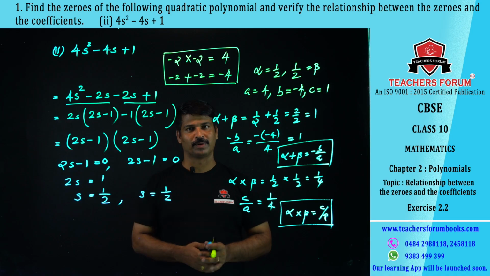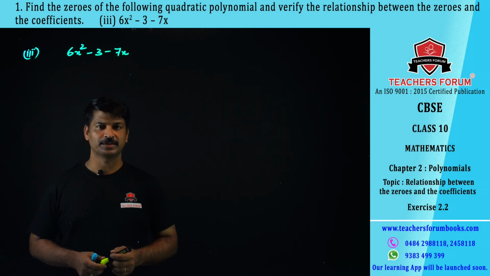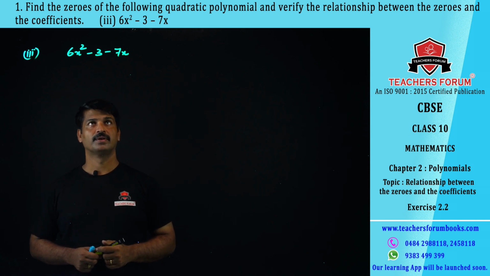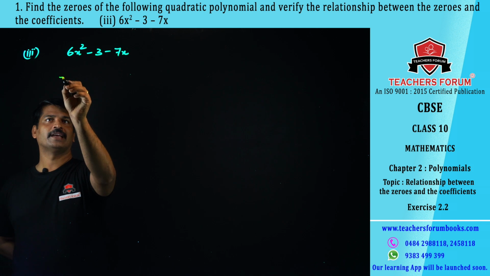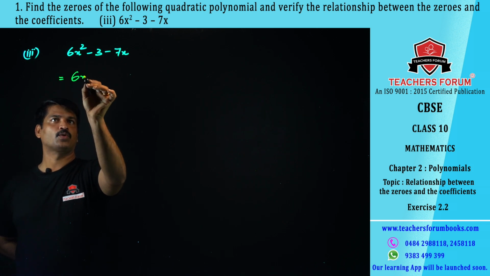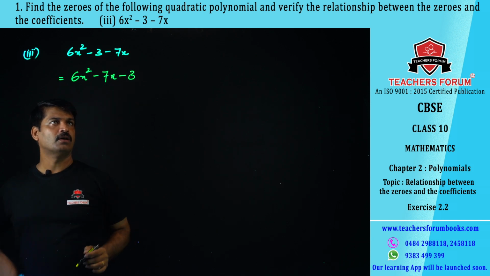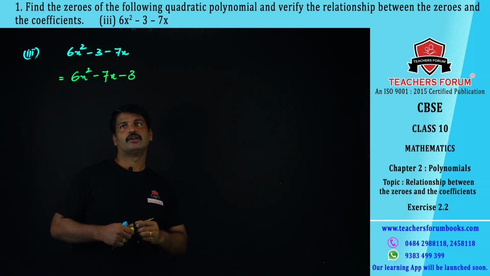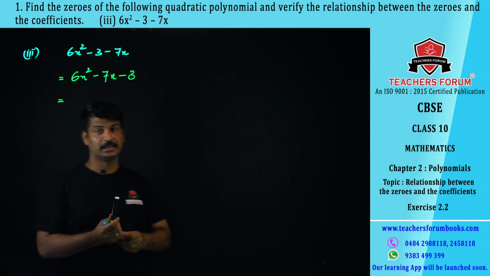Let us solve one more problem. The given polynomial is 6x square minus 3 minus 7x. You see it is not in the standard form. Okay. So the given polynomial can be written as 6x square minus 7x minus 3. Now it is in standard form. Okay. Now first step, you have to find the zeros by splitting the middle term.